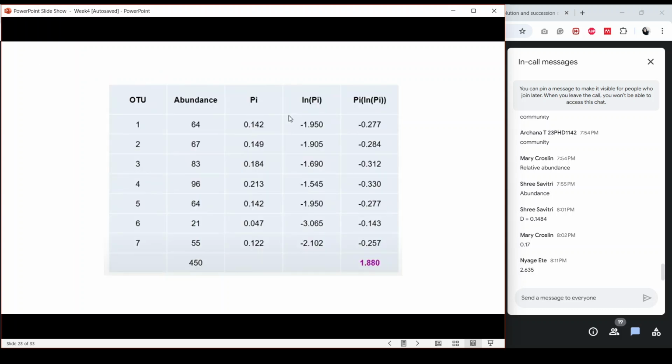So this is the solution. Similarly, we will calculate the pi, then we will calculate natural log of pi. Then we will just multiply pi with natural log of pi, and the answer is 1.880. So yes, your answer is correct, Mary. Other people, please note it down. So we'll move forward to the next one.